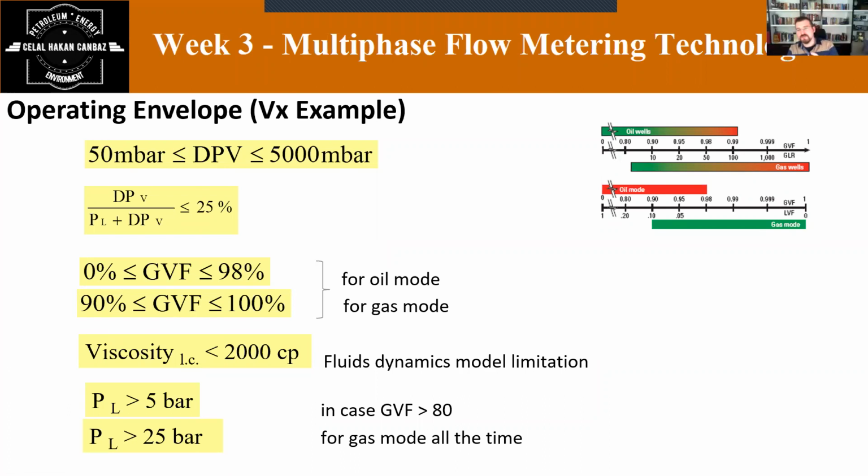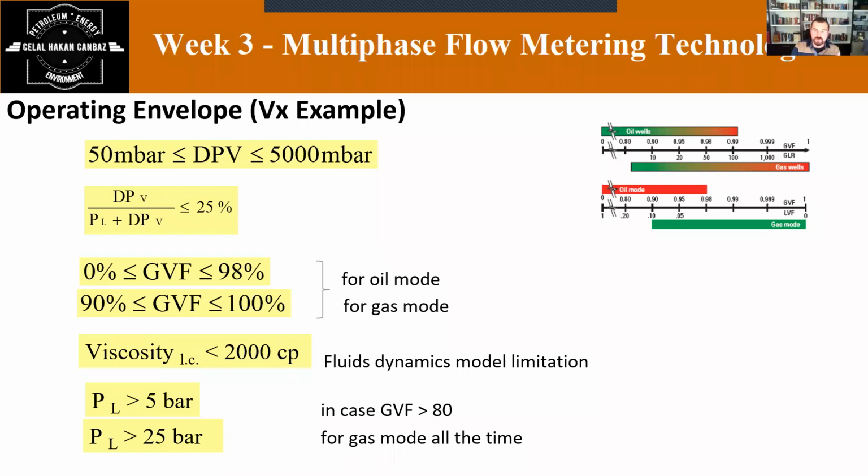In this multiphase meter device, there are two different modes. One of them is oil mode, and the second is gas mode. If your GVF is between 0.2 and 96%, you can directly use your oil mode, no problem. And between 98 and 100, you have to use gas mode. But using gas mode between 90 and 100% is also valid, no problem. Above 90, you can use gas mode; it changes the calculations, they use different calculations. Another thing, your line condition viscosity has to be below 2,000 centipoise.